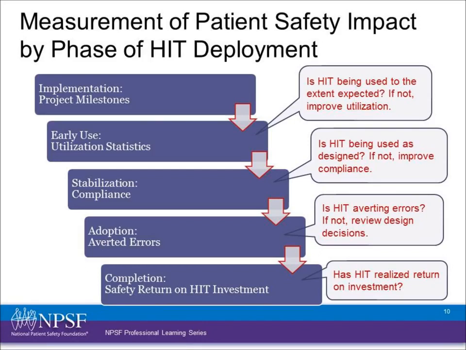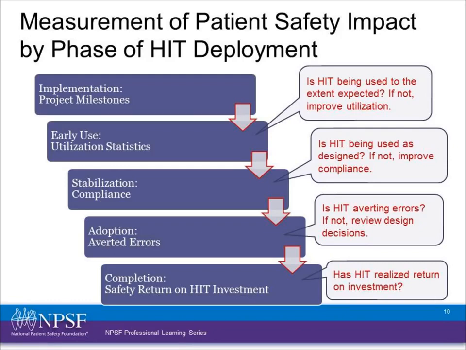We begin with the implementation period, which is the time in which the technology is really getting laid down when there's very little usage, and we're really looking at project milestones. Did we get the safety features built? Did we get them tested? Are they working as we think they will work? Then we move into the early use, when we are really focused on utilization statistics. Is the technology being used to the extent that we expect it to be used? If not, then our first improvement actions are to improve utilization, to figure out what are the barriers that are keeping people from using the technology and to work our way through resolving those barriers one by one.